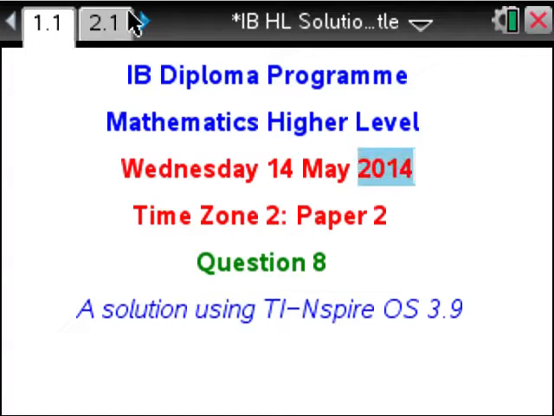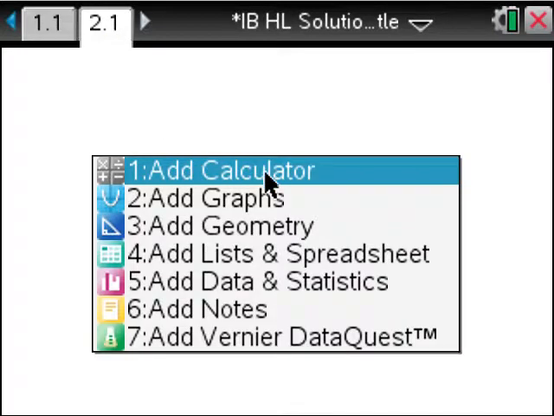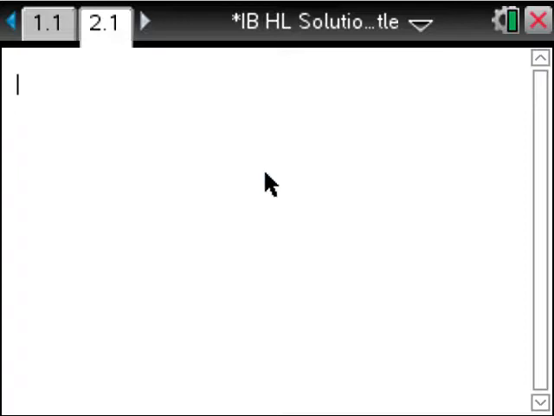Okay, Higher Level 2014, Paper 2, Question 8. Now this is to do with a Poisson distribution, but for what we're about to do, we can't use the inbuilt Poisson PDF command. The syntax won't allow it. So I'm going to have to define my own one. I'm going to call it p(x, m), where m is mu, the parameter of the Poisson distribution.